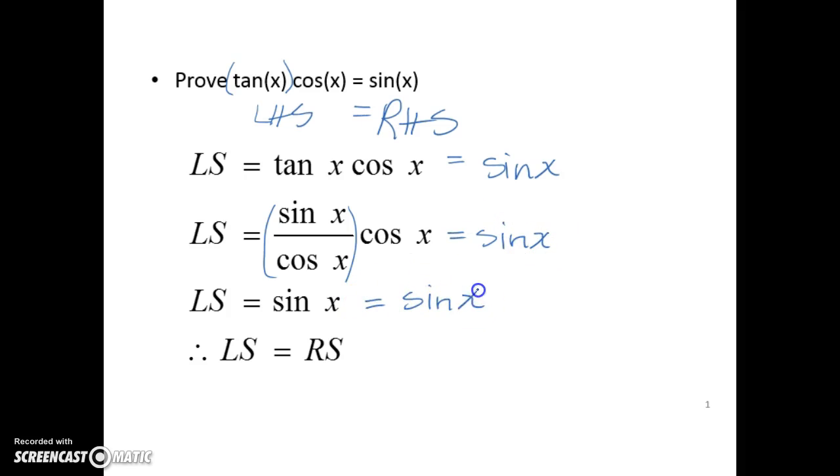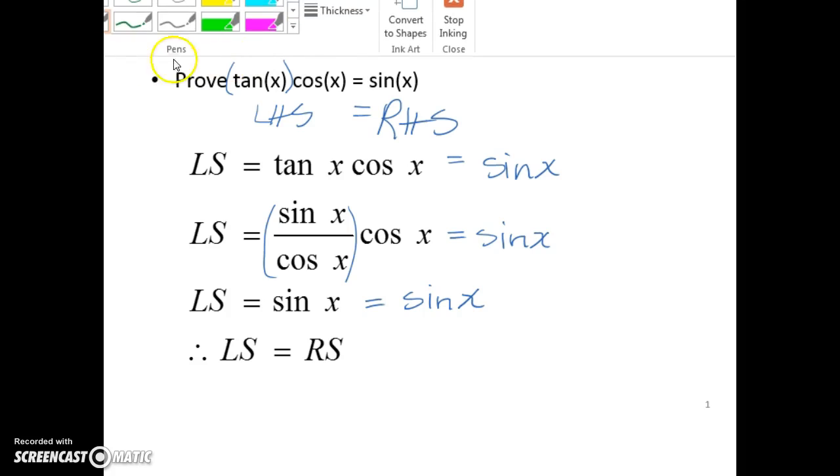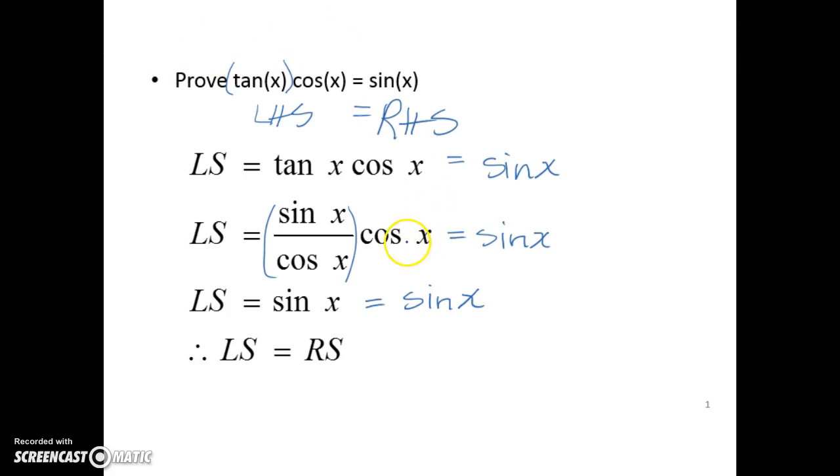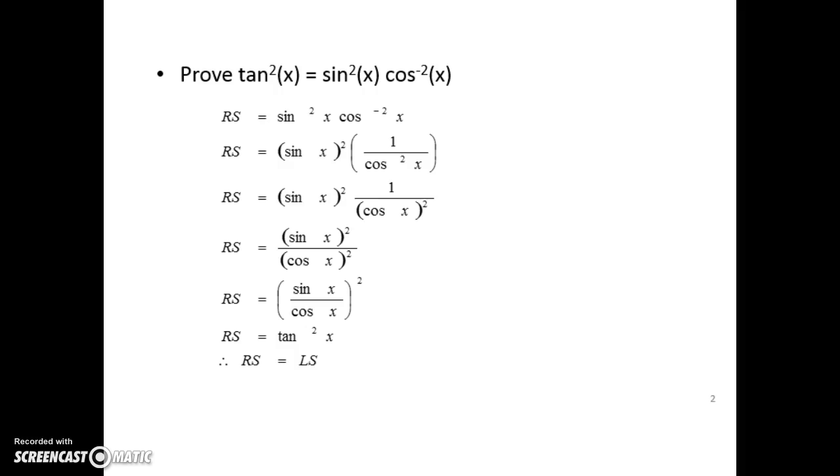I'm just going to copy it down every step that I go, and I want the left-hand side to equal that right-hand side. So if I rewrite tangent as sine over cosine, then multiply it by the cosine that's there, those cosines cancel, and that just leaves the sine of x, which does indeed equal the right-hand side, which is the sine of x. So there's a pretty simple, straightforward example. Let's work another one here.